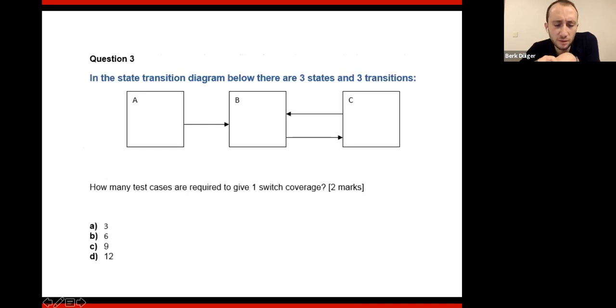So, another question for state transition testing. How many test cases are required to give one switch coverage? Do you remember how to calculate one switch coverage? Right? You need to figure out the ways with 2 transitions. It's better to calculate from each state. It's much easier. Any answers?